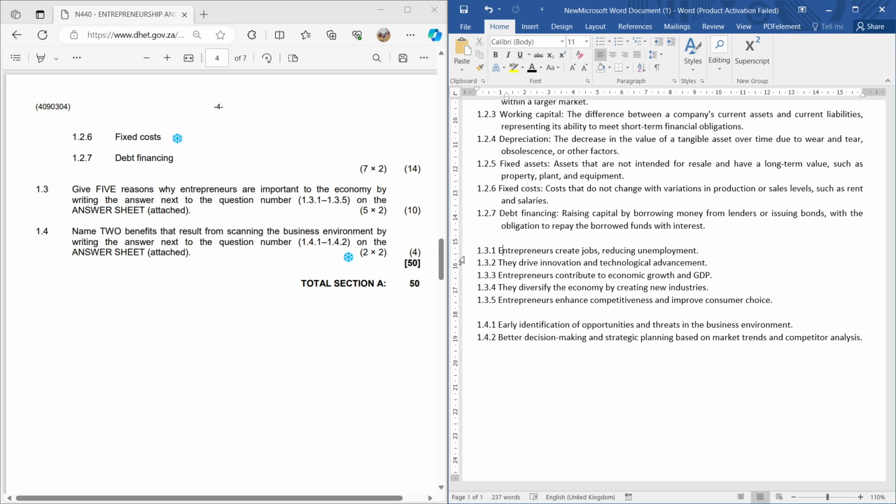And then another benefit would be that there's better decision making and strategic planning based on marketing trends and competitor analysis, right? Again, it speaks the same volume as what I just said. If you understand the business environment better, you are able to make better decisions, you are able to make sound decisions, you are able to actually plan and redirect your company's path so that it actually achieves its objectives efficiently and effectively, simply because you understand how the business environment works, right?